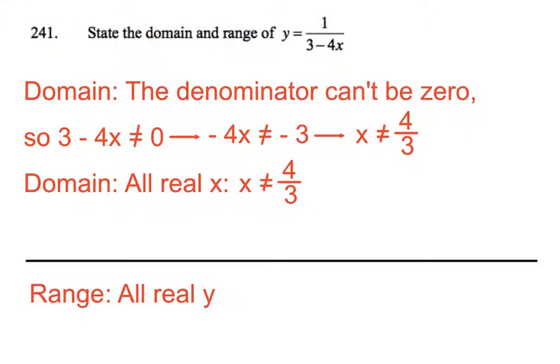And the range, all real y is possible there, so lots of different y values are possible. You can have really big and really small numbers, but yeah, so all y's are possible. It's just that particular x value that makes the bottom of the fraction 0 is the exception to the domain.